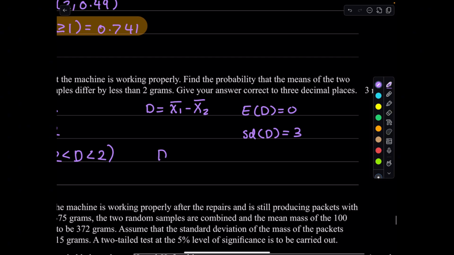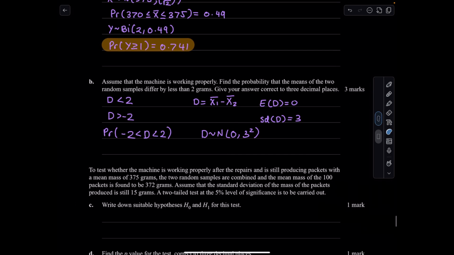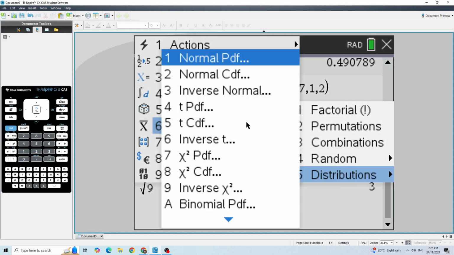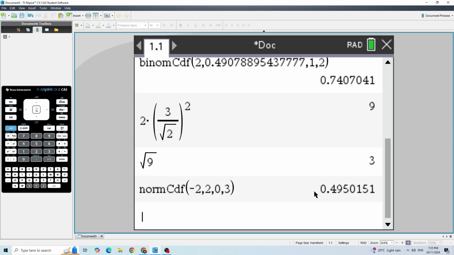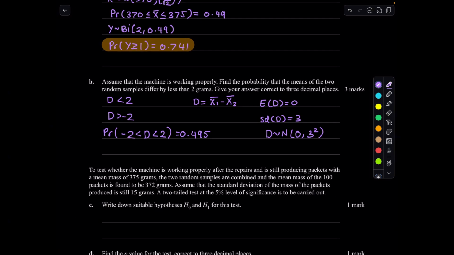So now we can say D is normally distributed with an expected value of 0 and a standard deviation of 3. And now we can use that to calculate this expression here. Beautiful. So let's use our CAS now. Menu, probability, distribution, normal CDF. We're going from -2 to 2. The mean is 0 and your standard deviation is 3. Enter. This is your probability. Let's write that down to 3 decimal places: 0.495. Done.